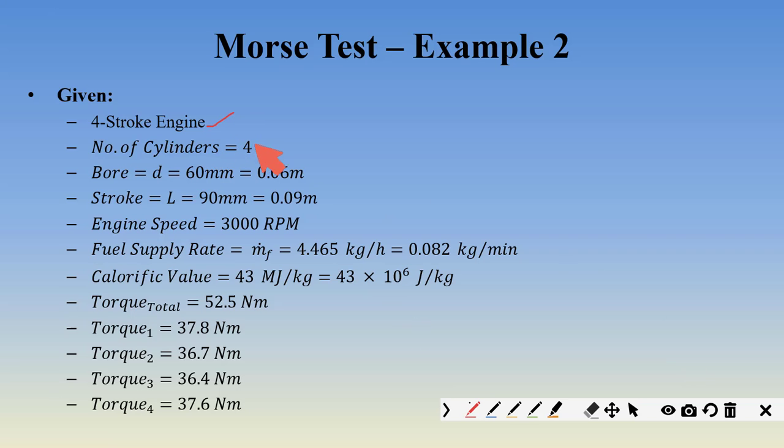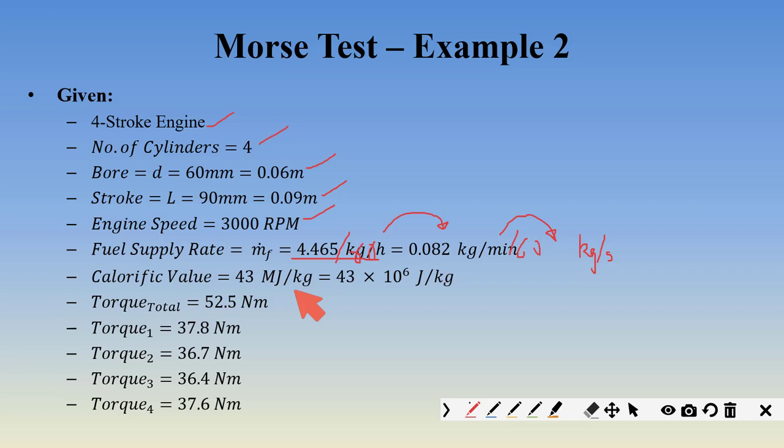It is a 4-stroke engine. The number of cylinders is 4. Bore is 60 mm, so 0.06 meter. Stroke is 0.09 meter. Engine speed is 3000 rpm. Fuel supply rate, I have converted it from kg per hour to kg per minute. If required, we can also convert it into kg per second. I have just divided it by 60 over here. Again, we will divide it by 60 and we will get kg per second.